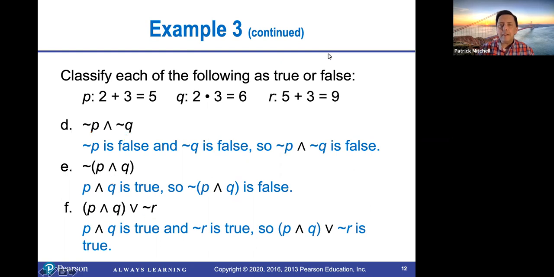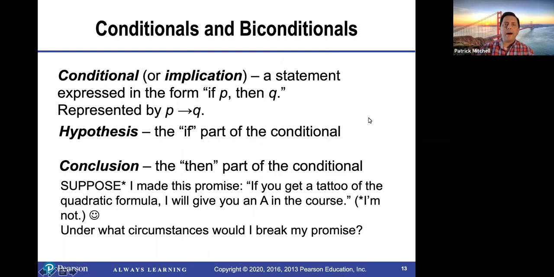All right, let's see what's next. This is one of my favorite things. Conditional and biconditional. So let's start with conditional. A conditional or implication is a statement expressed in the form if P then Q. Notice the notation we use for that. We use this arrow pointing in one direction. Later we're going to have an arrow pointing in two directions.